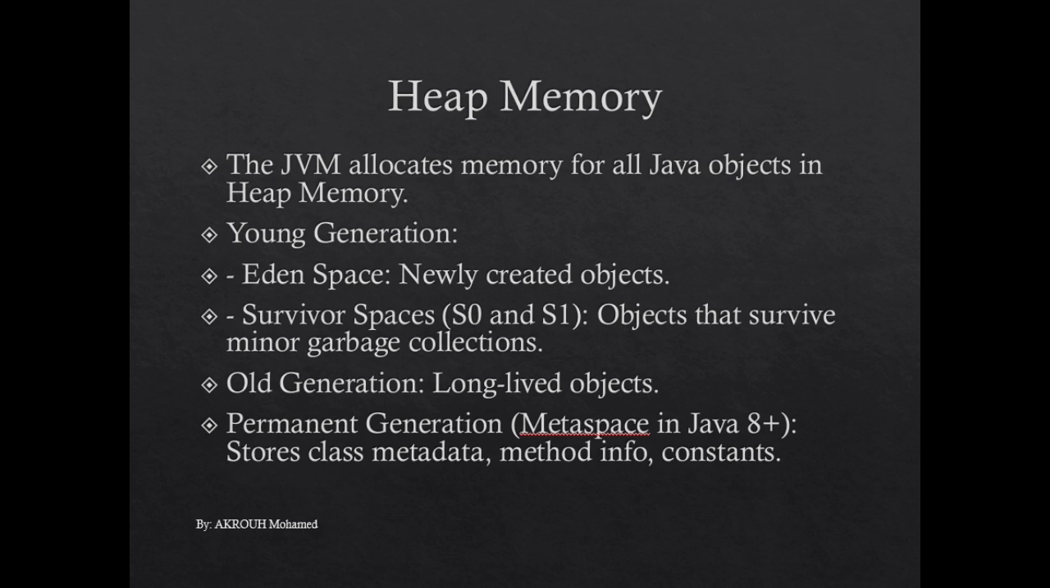Eden space. This is where all newly created objects first land. Survivor spaces, labeled S0 and S1. During minor garbage collection cycles, objects that survive are moved from Eden to these two regions. Over time, surviving objects are moved between these spaces to check if they are still in use.